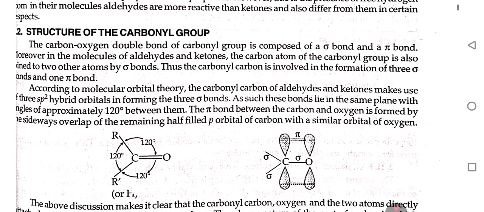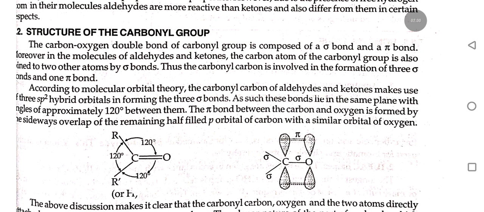Structure of carbonyl group. The carbon-oxygen double bond of the carbonyl group is composed of a sigma bond and a pi bond. Moreover, in the molecules of aldehydes and ketones, the carbon atom of the carbonyl group is also joined to two other atoms by sigma bonds. Thus, the carbonyl carbon is involved in the formation of three sigma bonds and one pi bond. According to molecular orbital theory, the carbonyl carbon of aldehydes and ketones makes use of three sp2 hybrid orbitals in forming the three sigma bonds.